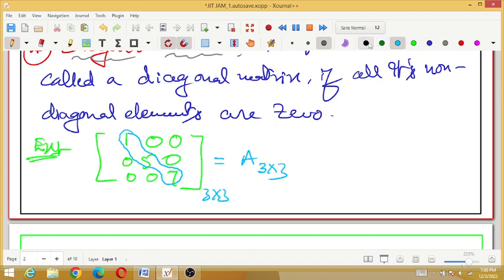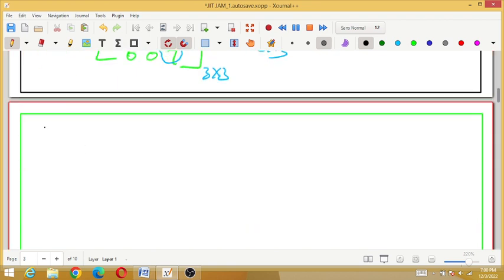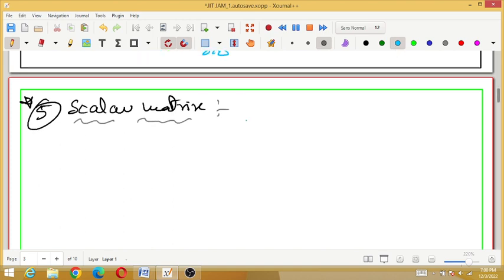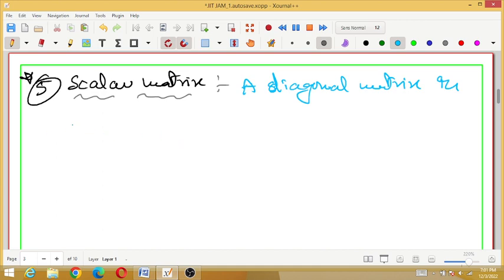Next, one more type, the fifth one. This is also very, very important: scalar matrix. A scalar matrix is nothing but a diagonal matrix. While discussing a scalar matrix, we must discuss a diagonal matrix, a diagonal matrix in which all the diagonal elements are equal to a scalar.